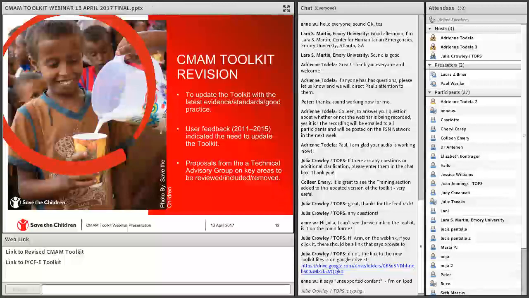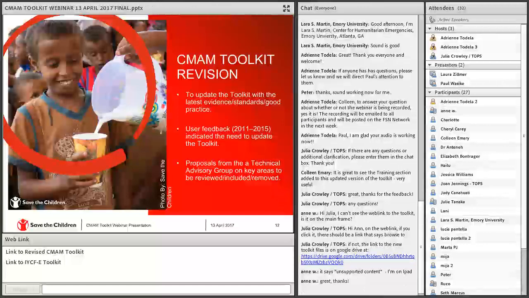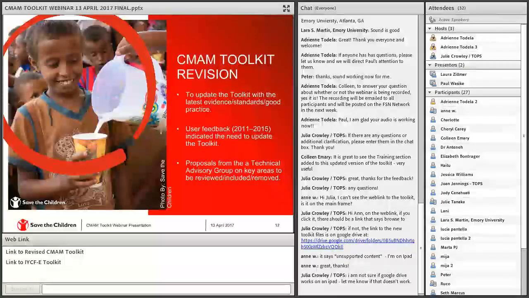Then we also established a technical advisory group, which is made up of different partners, INGOs mostly, and the UN. Colleagues who've been in this game for some time, with different levels of expertise and different interests in CMAM, and they also brought in their technical inputs, and a couple of suggestions came from them, which also informed the revision process. And I know maybe some colleagues who are part of the webinar were consulted in one way or the other during the revision process.